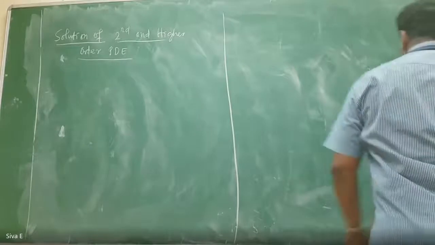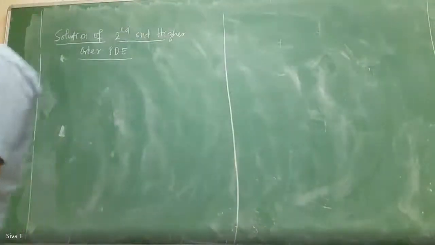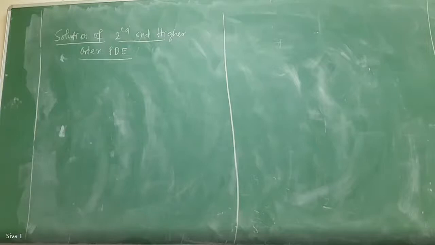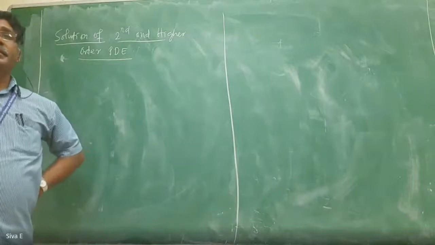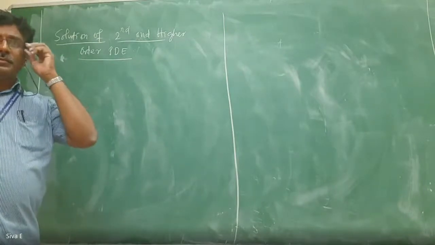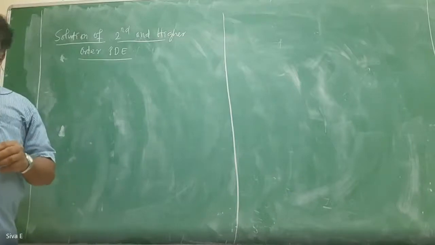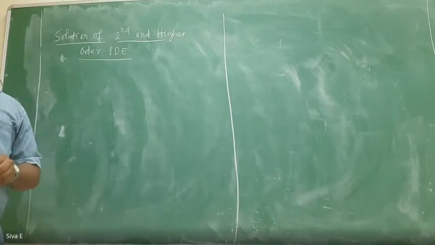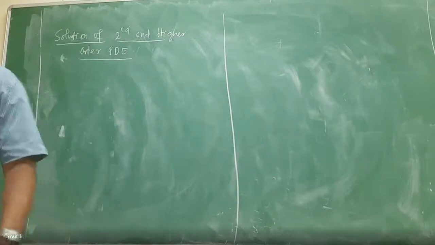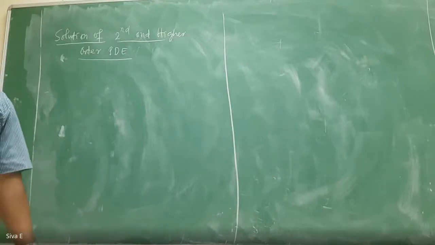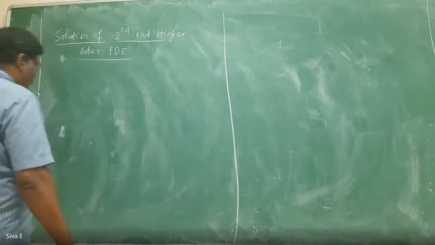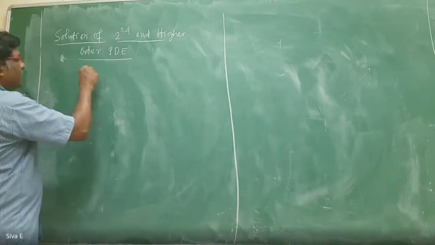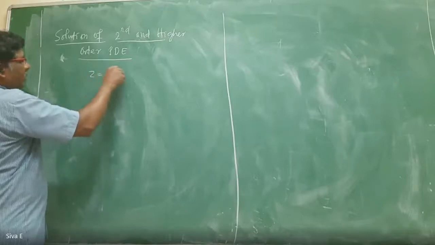So what is the general format of higher order PDE? First of all, what is called the PDE? Partial differential equation. What is the definition of PDE? The equation which contains one or more partial derivatives is called a partial differential equation. So, how can we write that PDE in case z equal to f of x comma y?